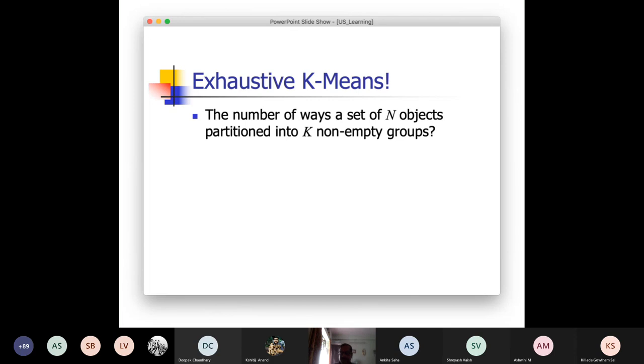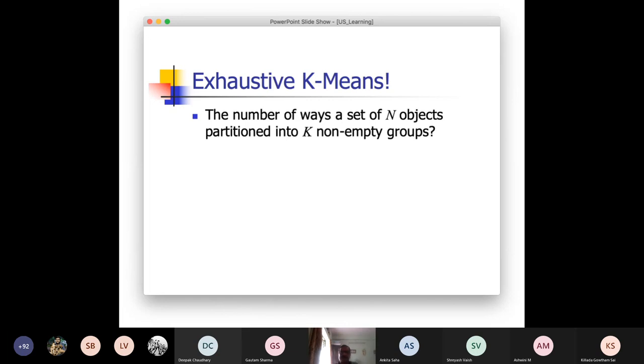So naturally, sir, can one data point belong to 2 clusters? No. See, the definition of partition means they are all disjoint, and they cover all the data points. Okay, sir. Okay.